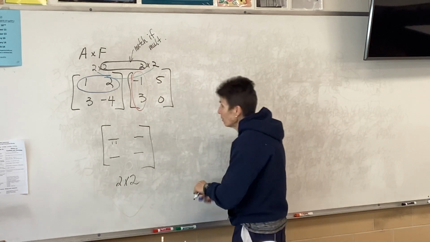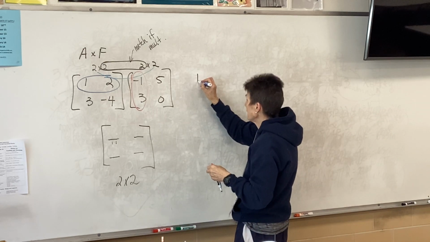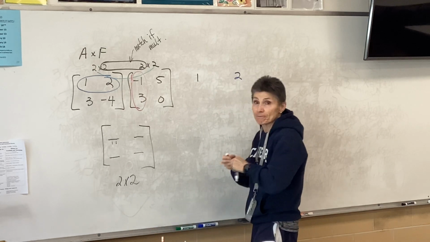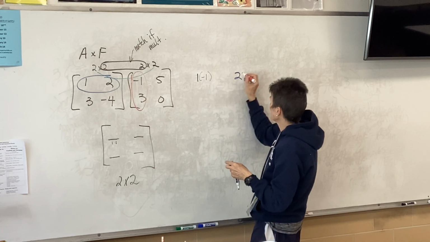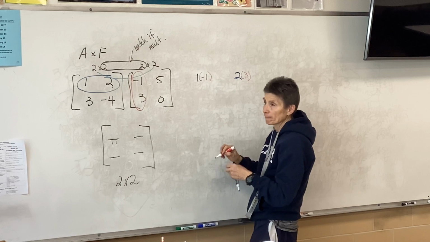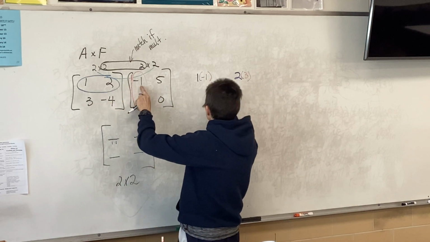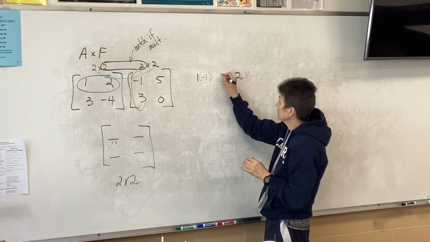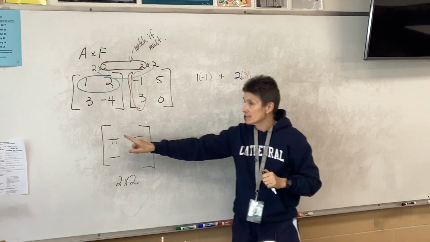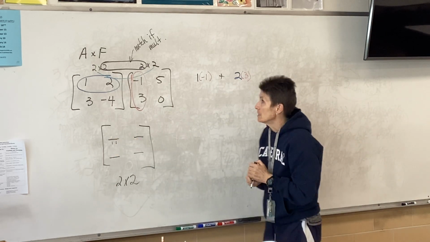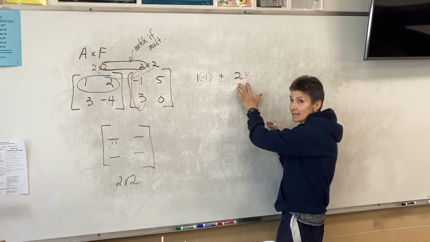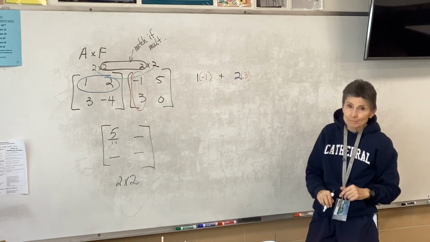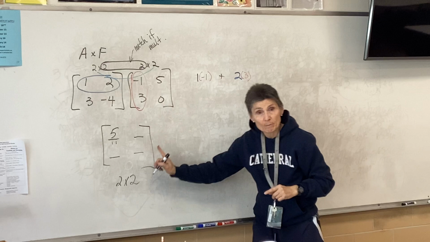I'm going to write down the first row numbers, 1, 2. Next to those, I'm going to write down the first column numbers, negative 1, 3. So 1, 2, negative 1, 3. I'm going to multiply each pair and add them up. And that's the number that goes in this spot. So negative 1 plus 6 is 5. Wow. Guess what? You get to do it 3 more times.